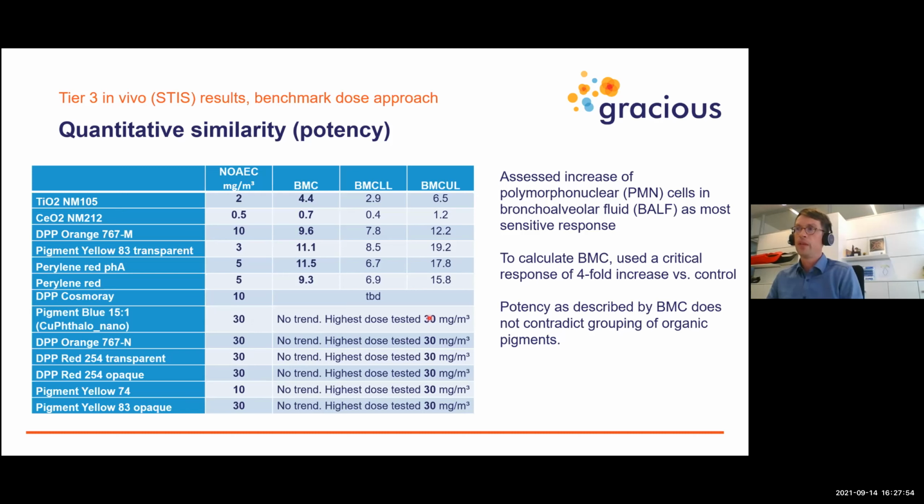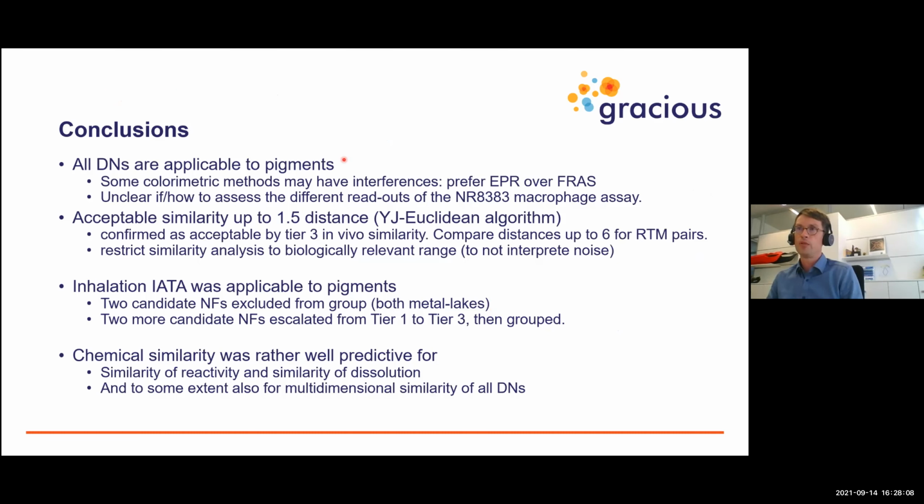So based on the potency, we don't have an indication that would contradict the grouping of the organic pigments, with the exception of those that dissolve and so behave differently from the others. To conclude, all decision nodes are applicable to pigments, with the caveat that some colorimetric methods may have interferences.